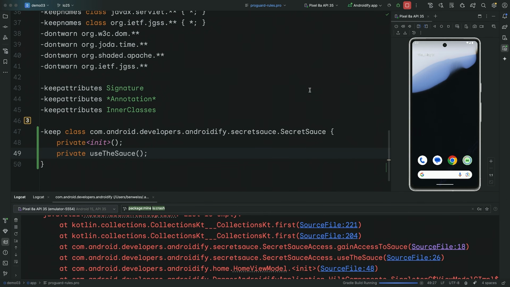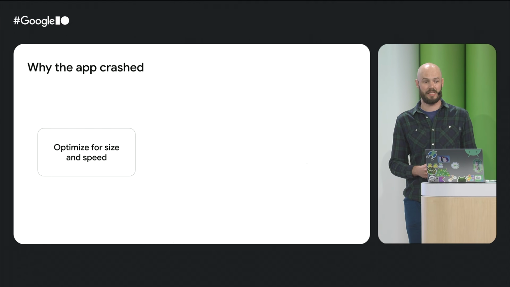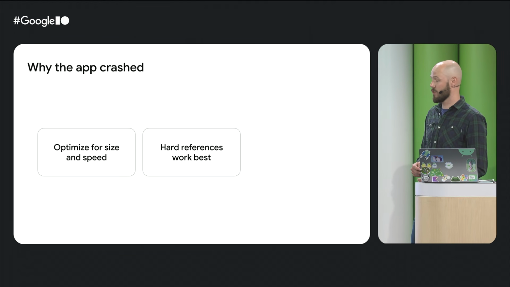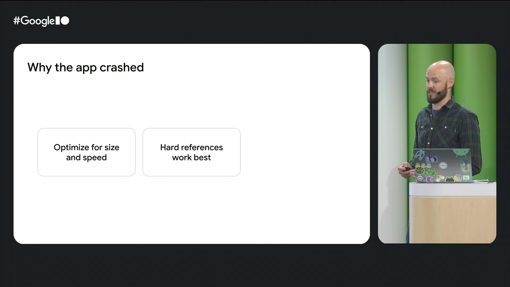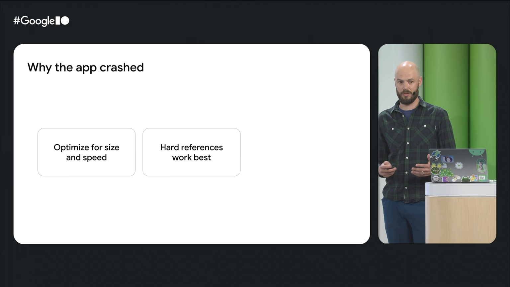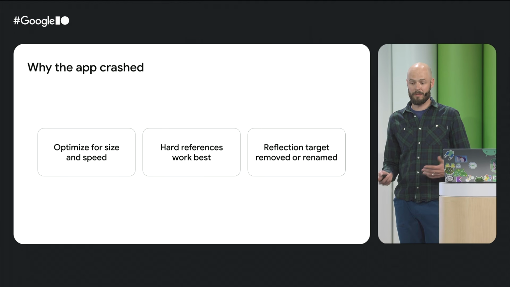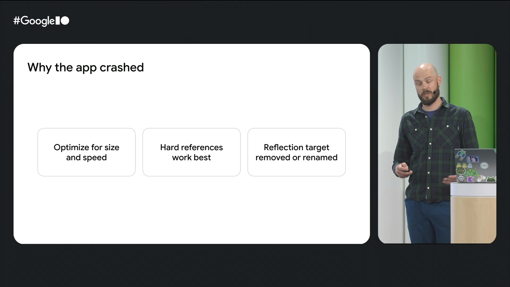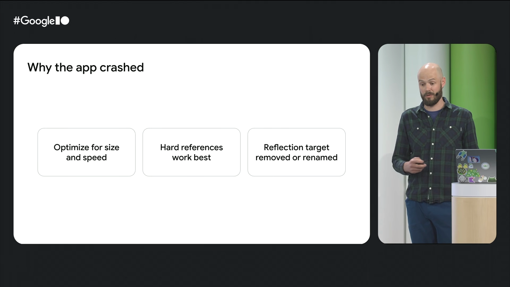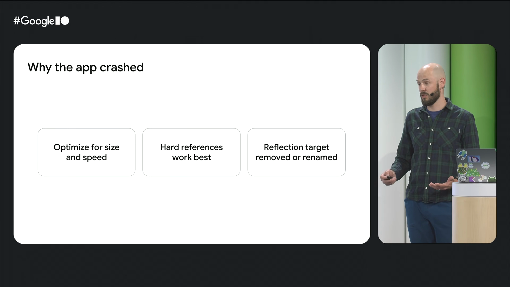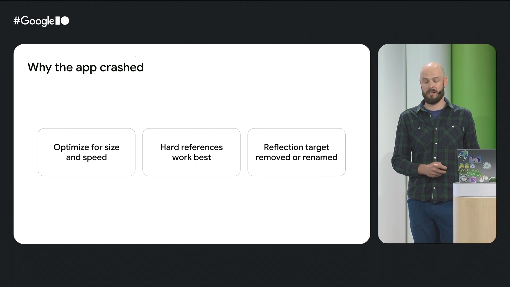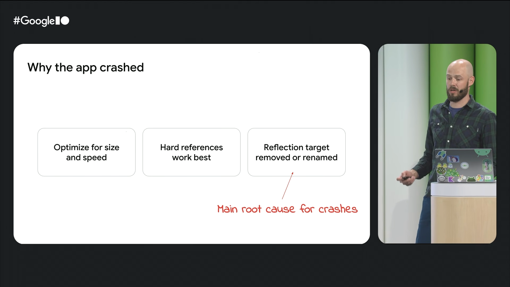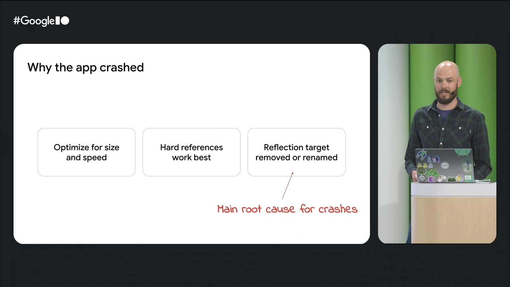So while we wait for R8 to finish doing its thing, let's talk about why the app has crashed. R8's primary goal is to optimize the app for size and speed. The R8 optimizer works best when an app has hard references to the code that you want to access. So if your app or library that you're using relies on reflection, where code inspects and manipulates code at runtime, R8 might identify this code as unused and remove or rename that target. So this is the main root cause of crashes when enabling R8.